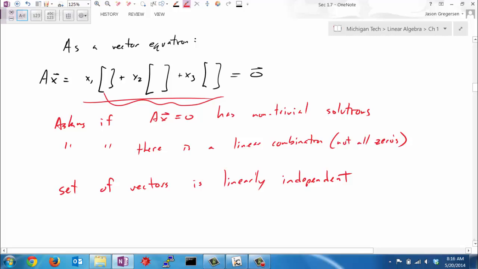And if there are x1, x2, x3 not all 0, or I can find a linear combination that gives me 0, then there are non-trivial solutions. All right, any questions about that? Just the definition from the reading.